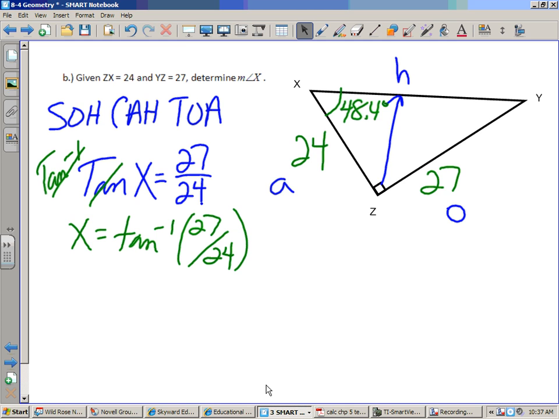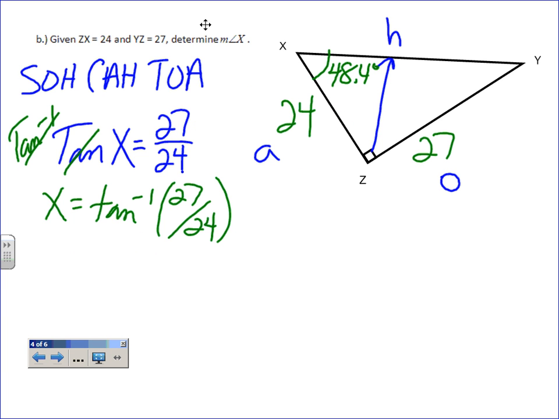So it's not overly difficult as long as you learn this new step of algebra. The arc trig is what you could call it: arc sine, arc cosine, or arc tangent. Okay. Any questions? All right.